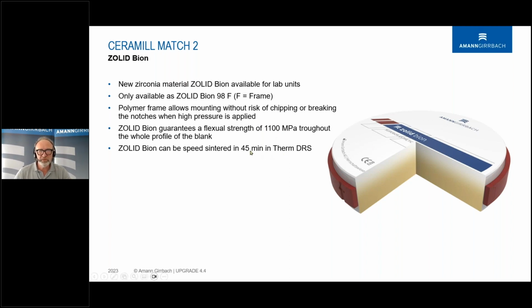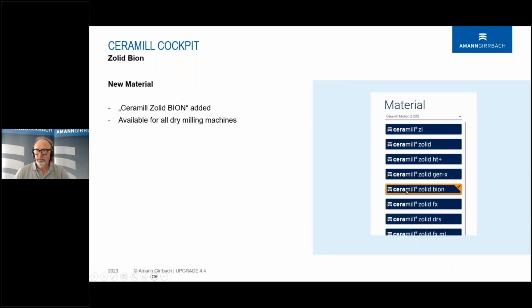We can use the solid bion in the DRS in 45 minutes, so single units in 45 minutes, while small bridges like 3-unit bridges can be sintered a little bit longer. And we have a frame around it, this acrylic frame, that makes it more stable during the milling and when removing it out of the machine and bringing it back. So the risk of chipping and breaking is decreased. It's implemented now under material, of course, available for all dry milling machines. So we mill it dry in our machines.